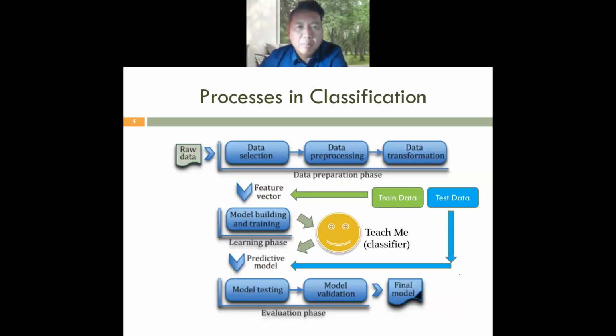So what are the processes involved in classification? Firstly, we have the raw data here. Then we perform data preparation. Here we select data which is complete, and then sometimes we need to normalize them. When we say normalize, we want the range of values of an attribute to not be big compared to the other columns. For example salary, and also the age.